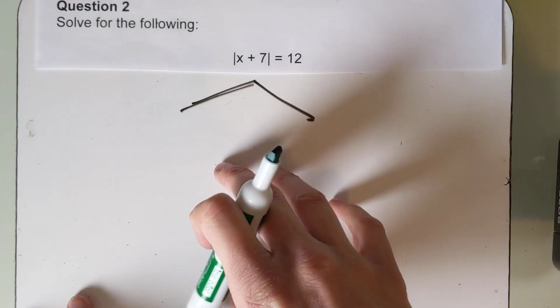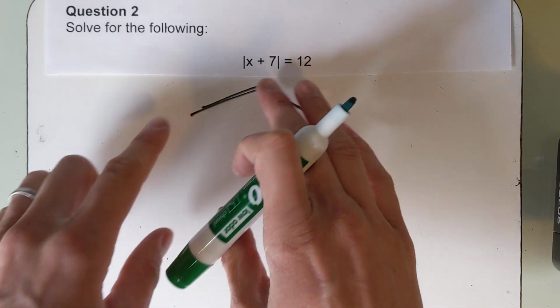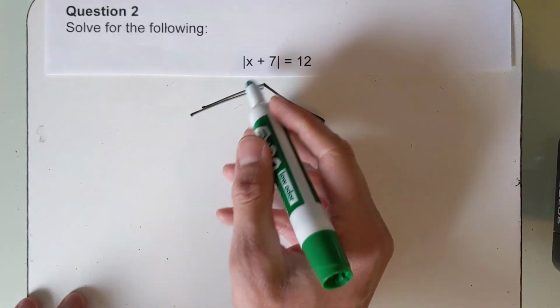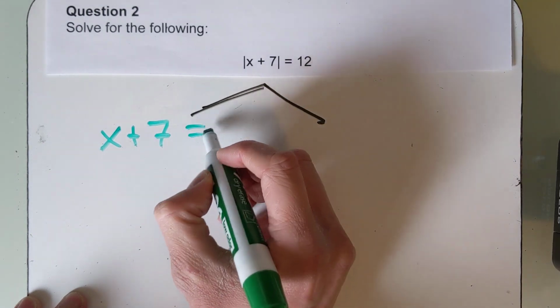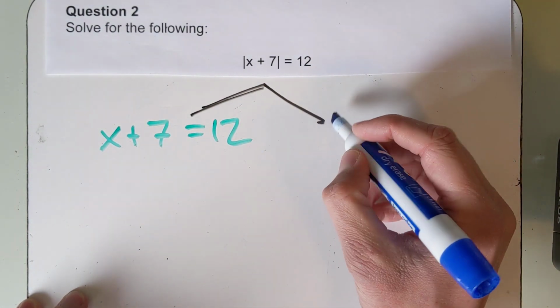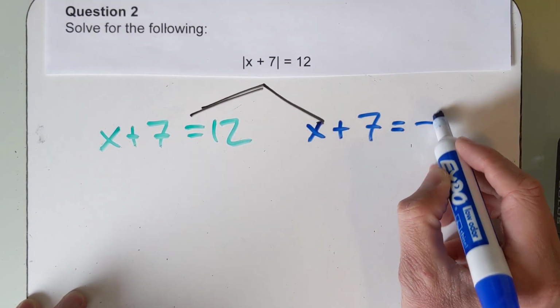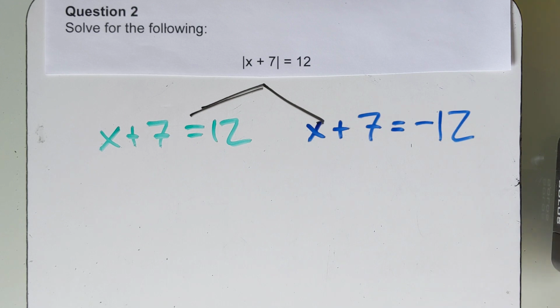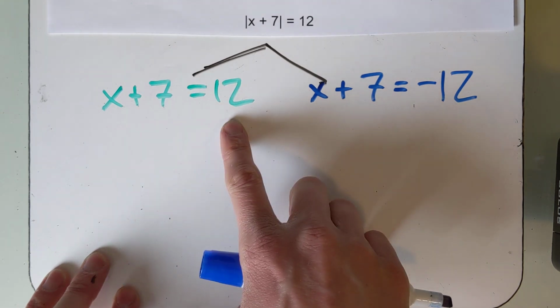Let's go ahead and check your work, since you already have two possible answers written down. Here again, we're just going to get rid of that absolute value. So instead, we're just going to have x plus 7 is equal to 12. And here on our negative side, we're just going to change it so that it's still x plus 7, but it's equal to negative 12, right? That's the only difference between these two. I'm just going to move this up a little bit. Now, let's solve for this side.